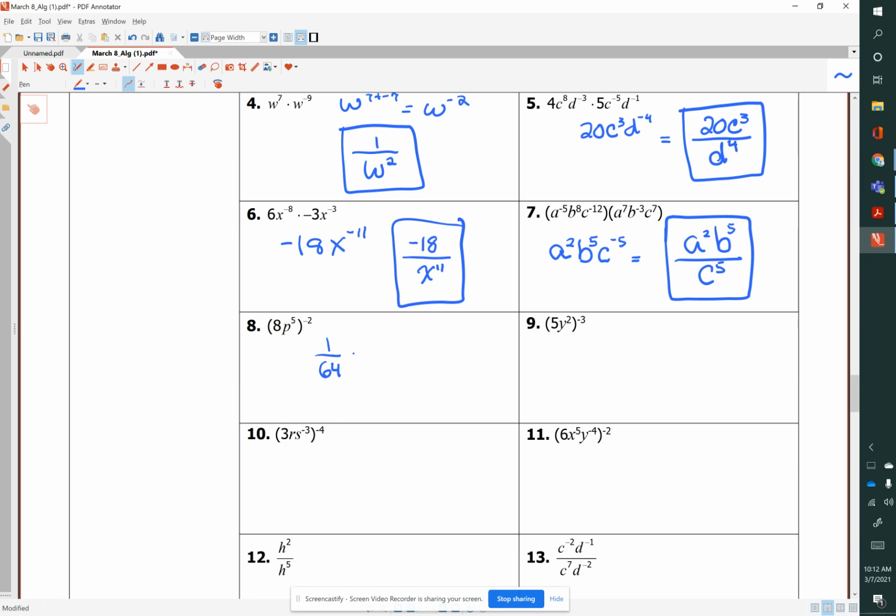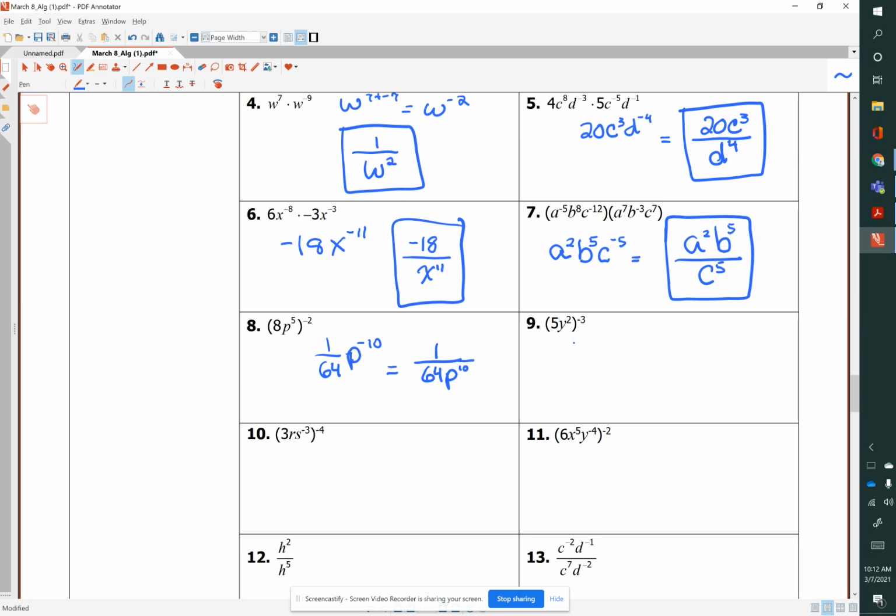And then our p, 5 times negative 2, is negative 10, because this is the power rule. So we simplify it. 1 is still the numerator. 64 is still the denominator, along with p now to the positive 10th power.